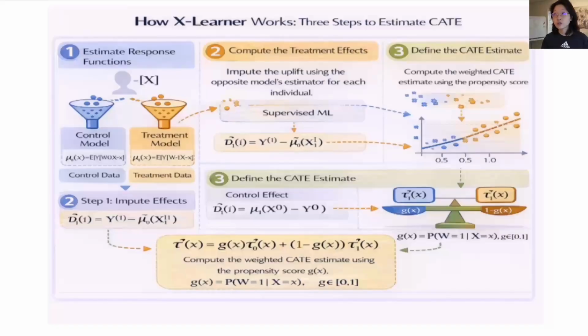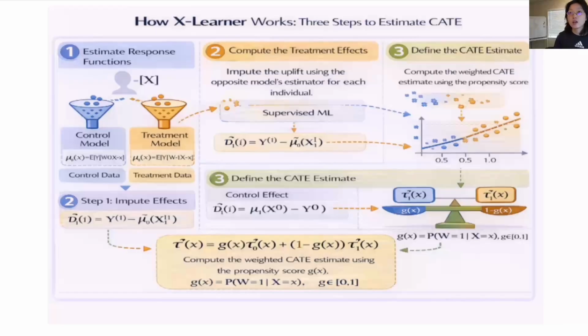This is essentially the motivation of X-learner. X-learner is trying to solve this imbalanced data problem. Essentially, it does this in three steps. The first step is to estimate response functions. This part is similar to T-learner. Essentially, we have two models trained on separate data. One is the control model trained on control data. The other is the treatment model trained on treatment data.